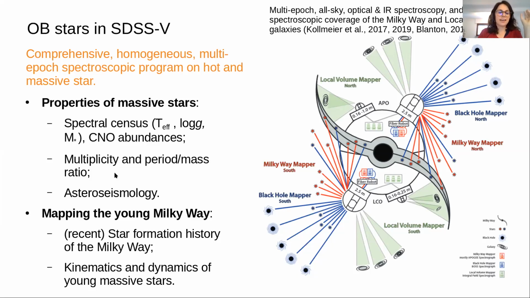Of course, I cannot avoid mentioning asteroseismology, although I'm not at all an expert, but I'm sure there are people in the audience who know much more than I do about it. I'm interested in observing OB stars, taking spectra of these stars to map the young Milky Way, and in particular to derive the recent star formation history of the Milky Way, and to derive the kinematics and the dynamics of young massive stars.